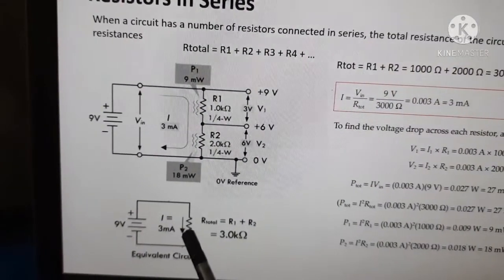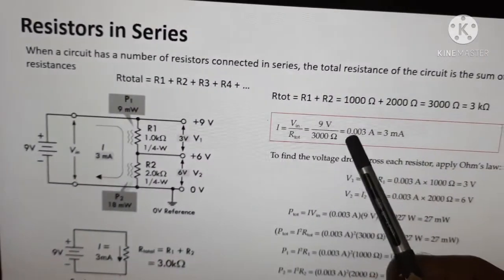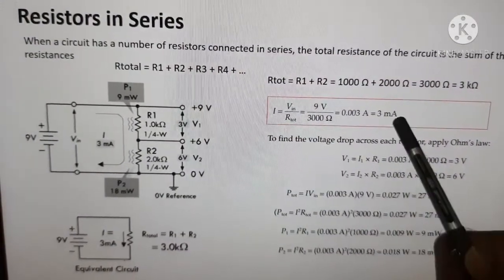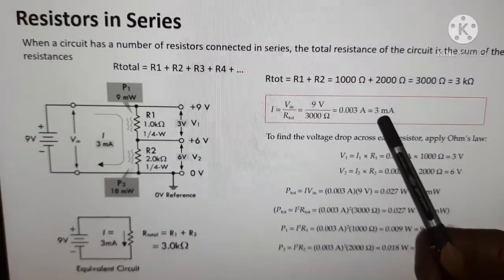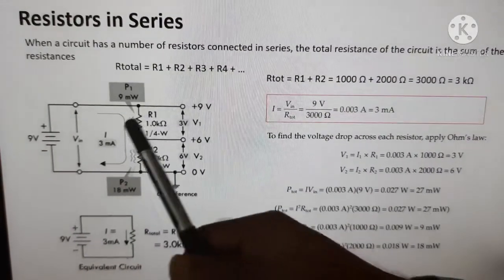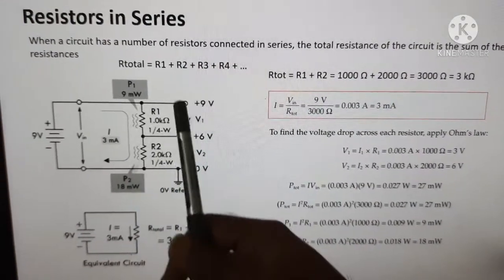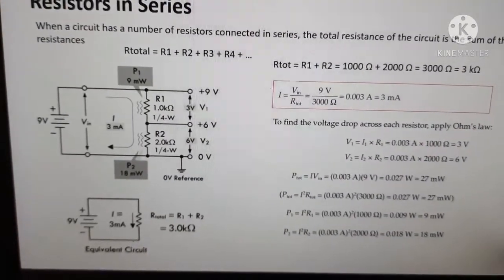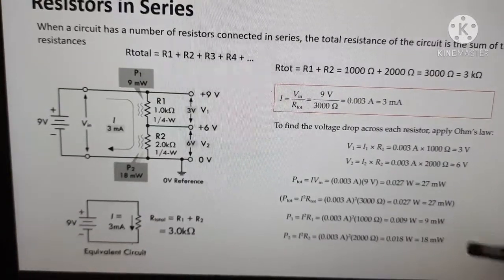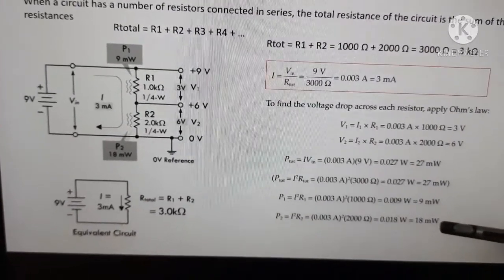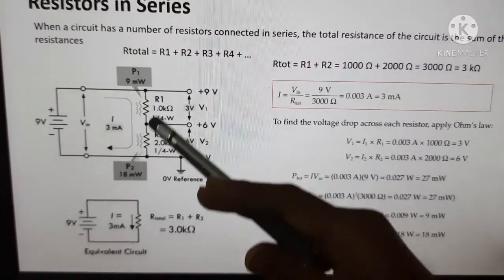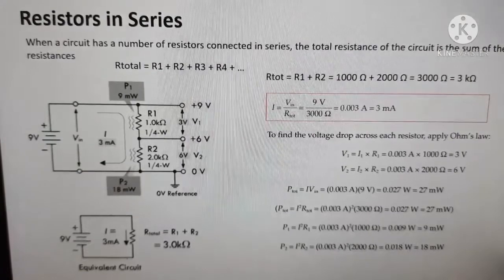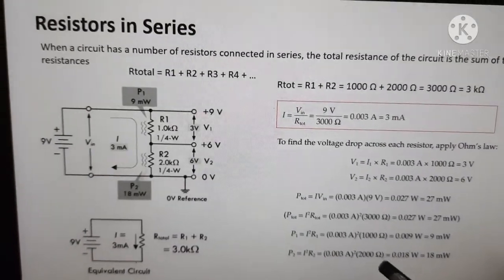With that we need to calculate the current of the complete circuit, it is I equal V by R, so 3 milliamperes. So with this 3 milliamperes we can see the power dissipation across this is I square R and here I square R. With that we came to know that 9 milliwatt and 18 milliwatt is the power dissipation across these resistors R1 and R2. And we will do more practicals on that for a better understanding of the series resistance.